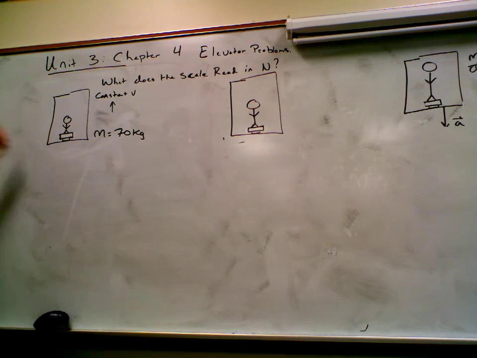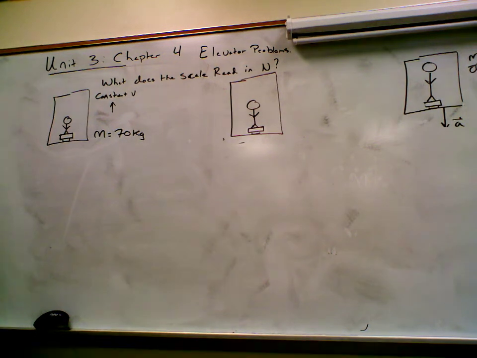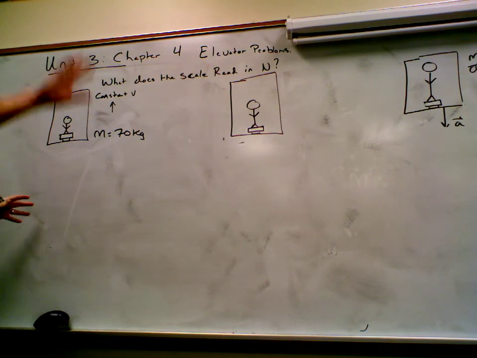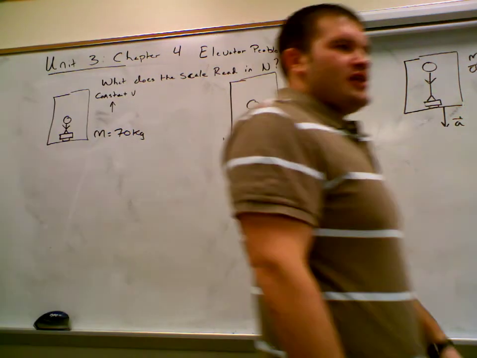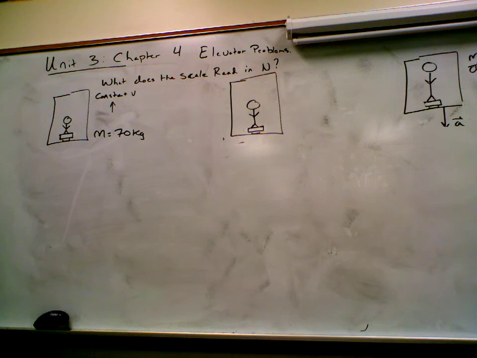All right, so first situation right here. What does the scale read in newtons? We're going to try to figure it out for every one of the situations we have up here. This first one, we have a constant velocity upward. Before we figure out what the scale reads, I want you to draw a free body diagram for the person on the scale. So take a moment or so and draw a free body diagram.